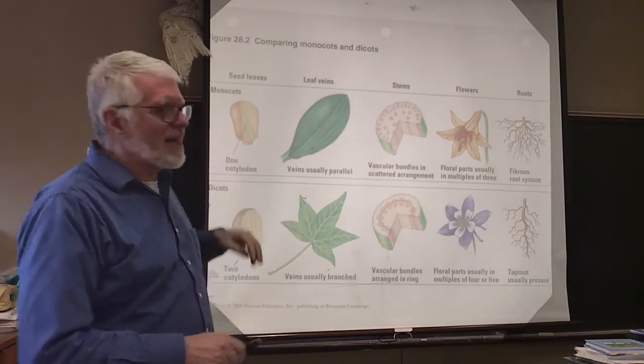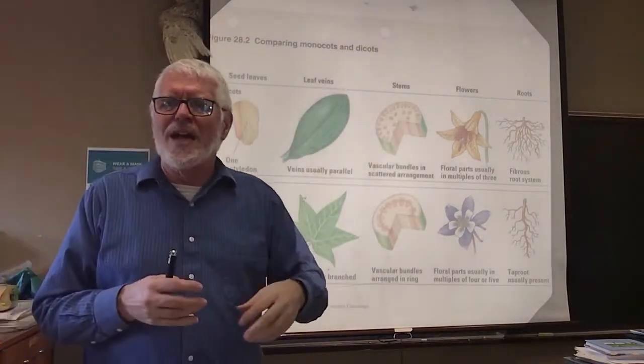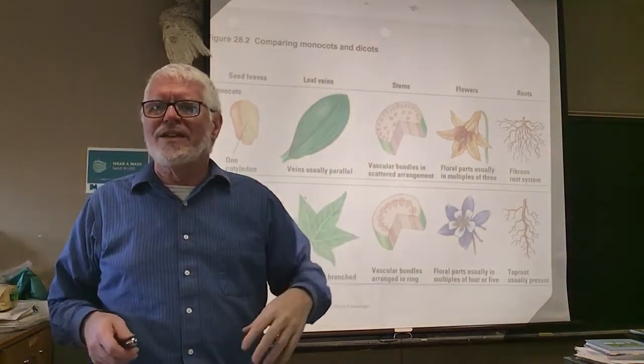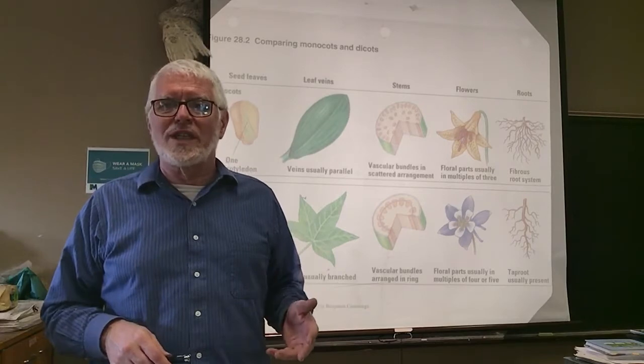Whereas in a monocot, if you've ever pulled grass up by the roots, you see this. It's all kind of spidery and feathery. You know, lots and lots and lots of little bitty roots. It's what's called the fibrous root system.